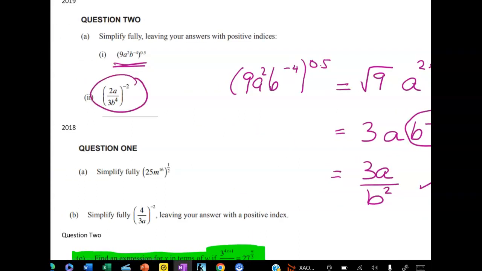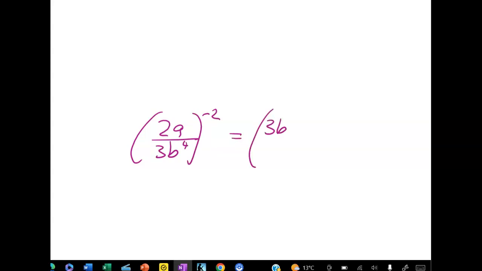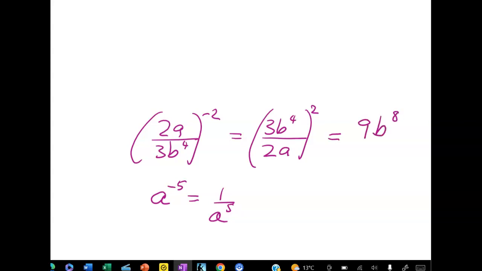The next one is similar. We have to simplify this and leave our answer with positive indices. Okay, so 2a over 3b to the power of 4 to the negative 2 is equal to 3b to the power of 4 over 2a to the power of positive 2, right, because of how negative powers work. Remember that if I've got a to the negative 5, that's equal to 1 over a to the 5. Right, so working through this, that gives me 9b to the power of 8 divided by 2 squared is 4. So that's my final answer for that one there.